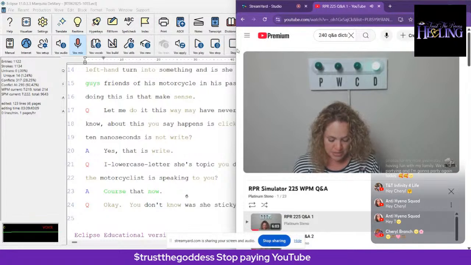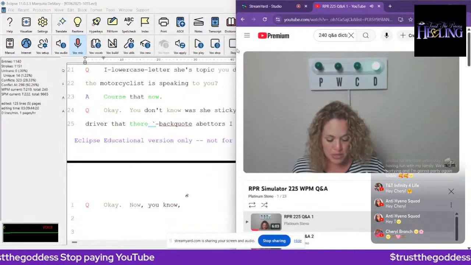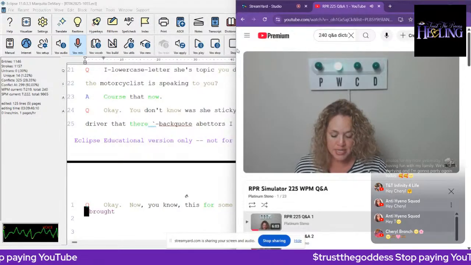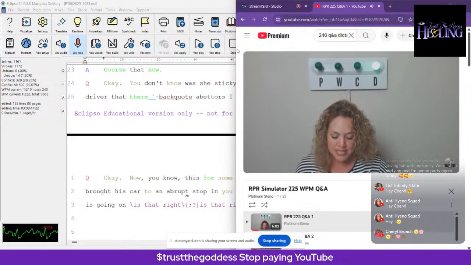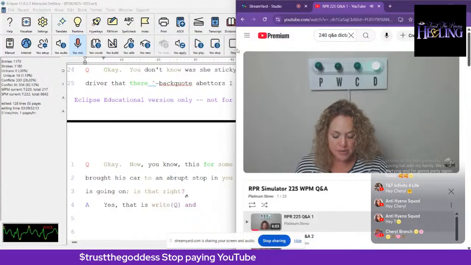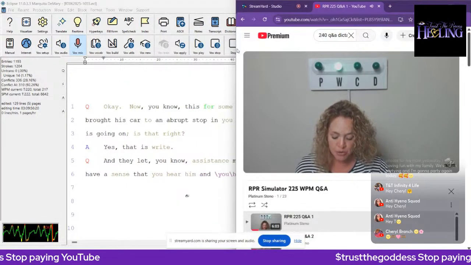Okay, and all you know is for some reason this lady brought her car to an abrupt stop and you don't know what's going on. Is that right? Yes, that is right. And then what you know is this motorcyclist, you have a sense that you hear him and you see him coming around your vehicle. Is that right? Yes, that is right. I could hear his motorcycle.